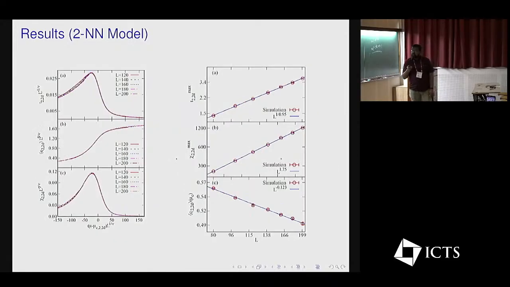The other model which we studied is the 2NN model. There also we have a continuous transition, and we see that the susceptibility, the t value, and the average order parameter scale on top of each other. Then we can plot the maxima on a straight line and get the exponents.